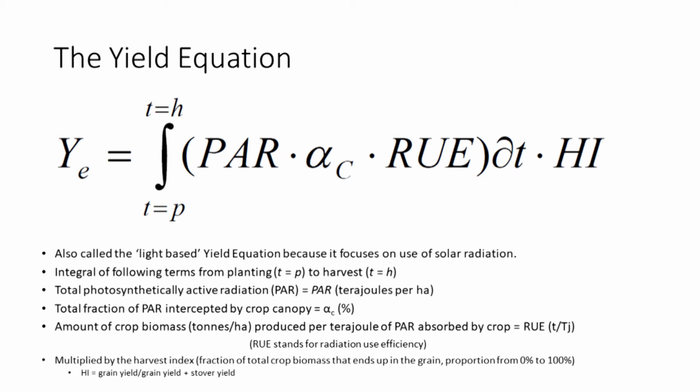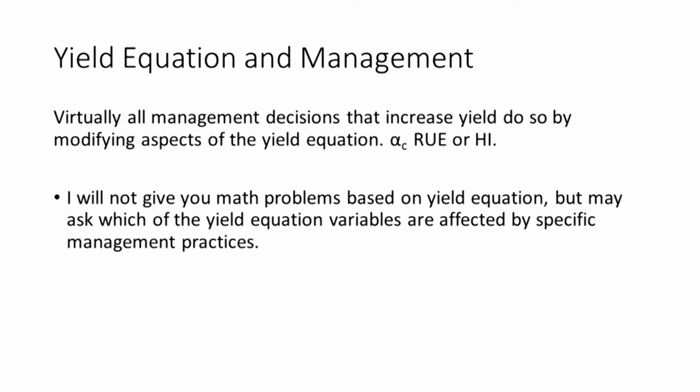Most farmers primarily care about the part of crop biomass that they harvest and that has economic value. That's usually the grain. Sometimes it's the straw, but most of the time it's the grain for temperate crops. So we multiply that total crop biomass by the harvest index. That's a percentage, again, a fraction from 0 to 100%. That is the proportion of crop biomass that is allocated to the grain. So that is the yield equation.